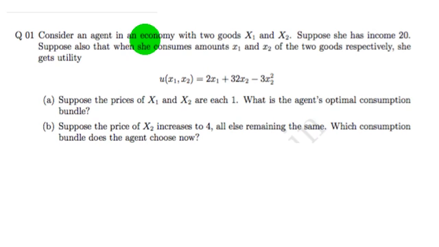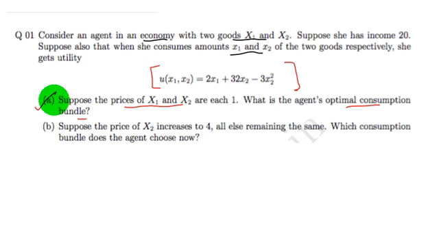Consider an agent in an economy with two goods, X1 and X2. Suppose she has income 20 and consumes amounts X1 and X2. Let me change this to red so that it becomes brighter. She has the following utility function. Now suppose the prices of X1 and X2 are each 1. What is the agent's optimal consumption bundle?